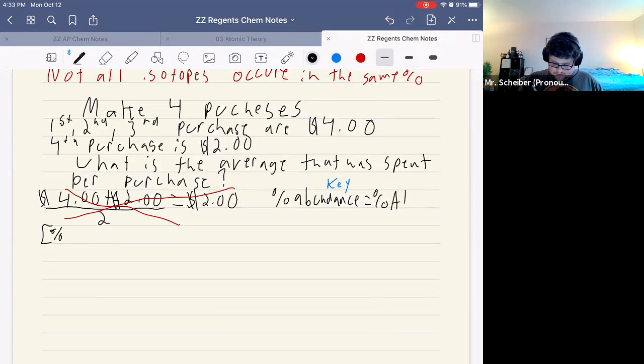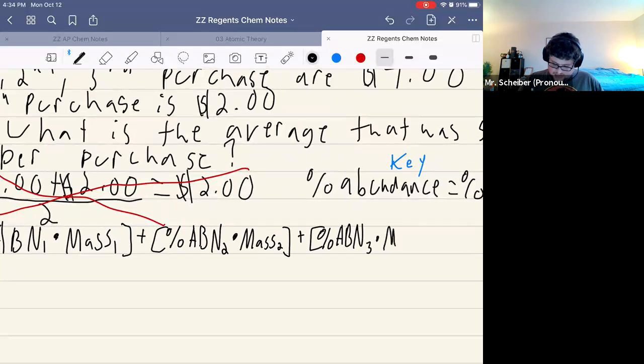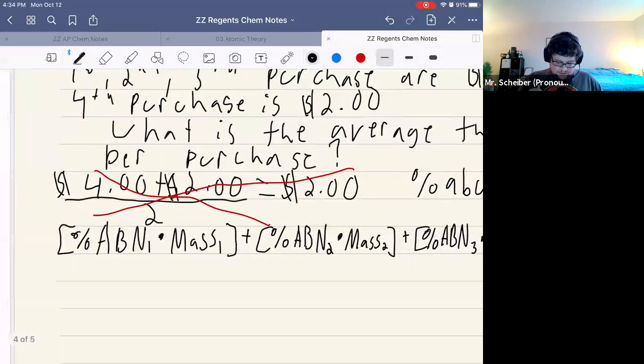Percent abundance. So the percent abundance of the first one times its mass, plus percent abundance of the second one times its mass, plus percent abundance of the third one times its mass, and so on and so forth. And that's how you do the weighted average.